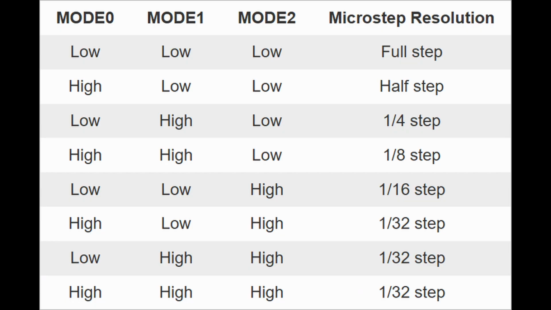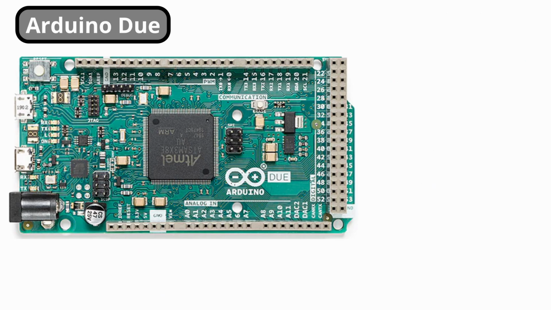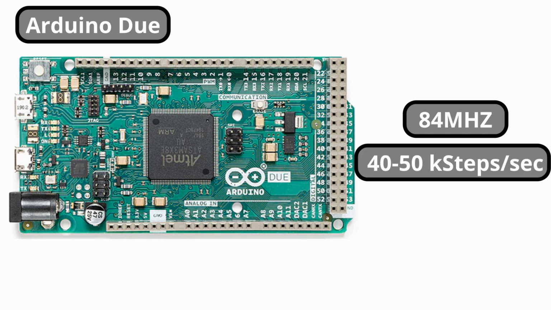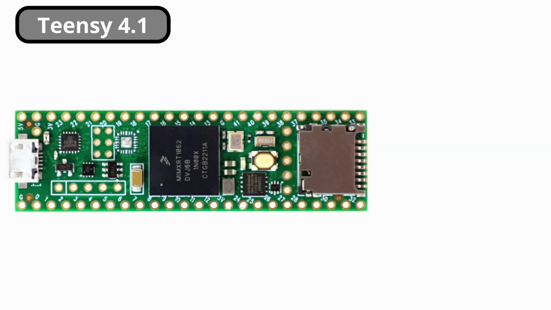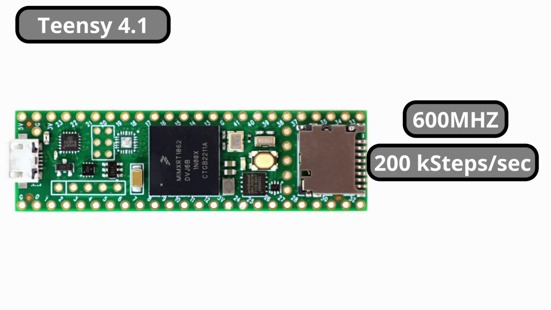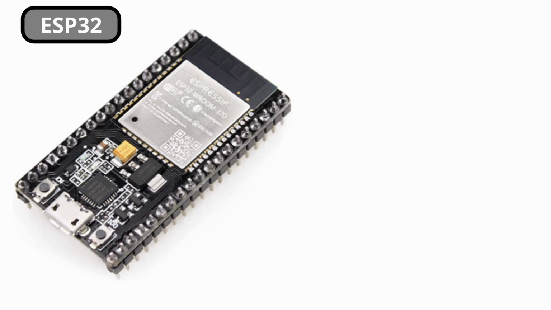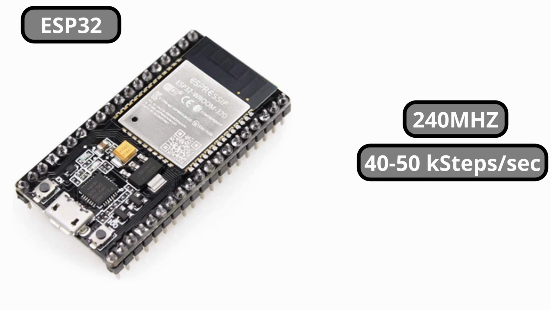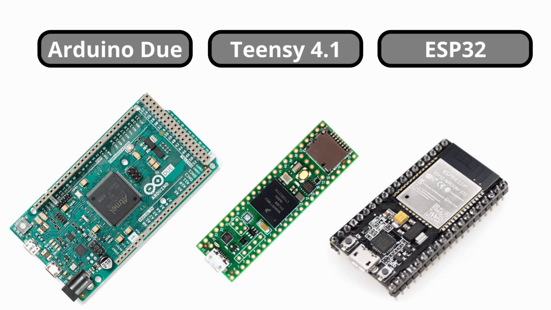Now, if you do need to do high microstepping at higher speeds, there are other microcontrollers you could use, right? There's the Arduino Due, which has an 84 megahertz processor. This can handle up to 40 to 50,000 steps per second. There's the Teensy 4.1, which has a 600 megahertz processor. This can go as high as 200,000 steps per second. And then there's also the ESP32, which is a favorite of many. That can go to 240 megahertz, and it can do between 40,000 and 50,000 steps per second. So there are other options if you need to do high microstepping at high speeds on your motors.